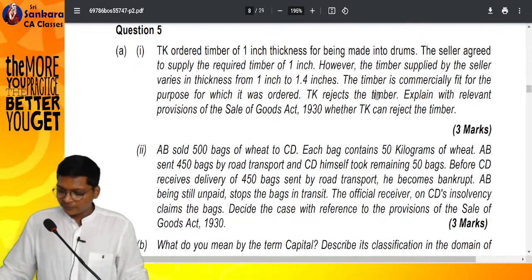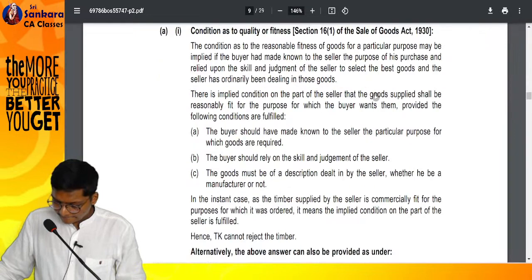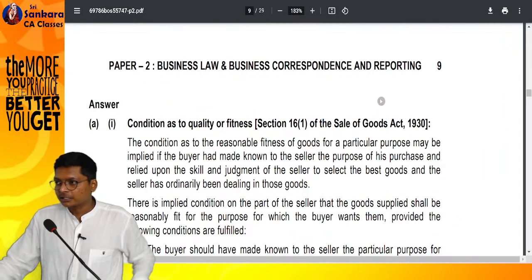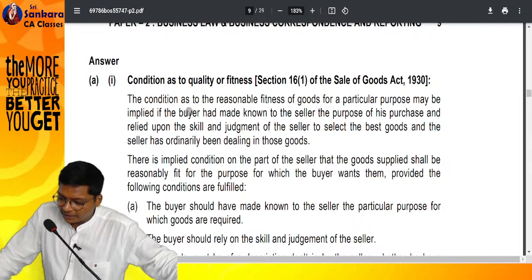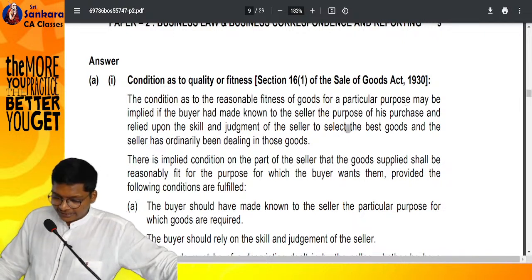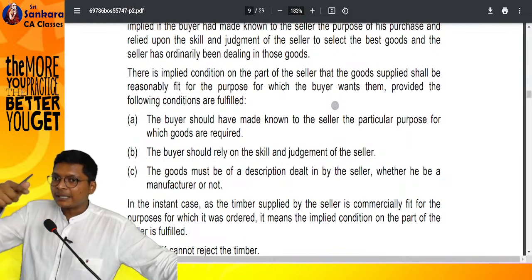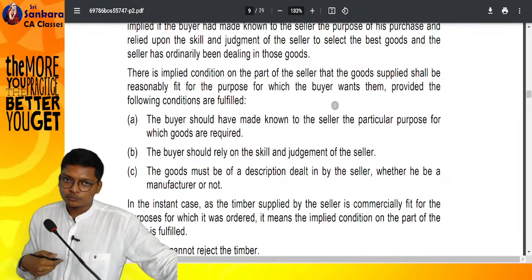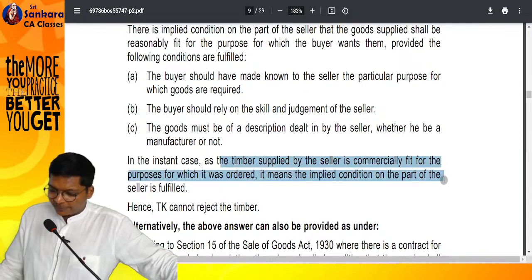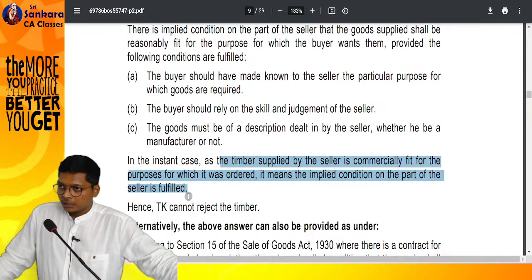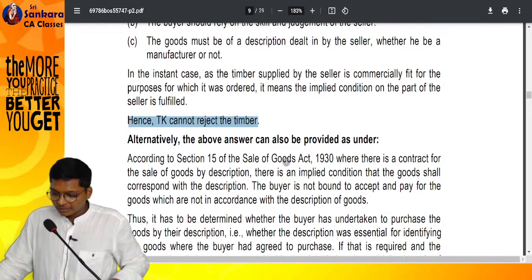Timber 5A, a 3 mark question only, thankfully. Quality or fitness. So here he is saying you cannot reject. What is he saying? Reasonable fitness of goods for a particular purpose may be implied if the buyer made known to the seller the purpose of his purchase and relies upon skill. It cannot be an implied condition because it's still commercially fit. It's an implied warranty. So in an implied condition you cannot use it for the purpose. Here, in the instant case, the timber supplied by the seller is commercially fit for the purpose it was ordered. It means the implied condition on the seller is that you ask for a purpose, and it is fulfilled. Hence TK cannot reject.